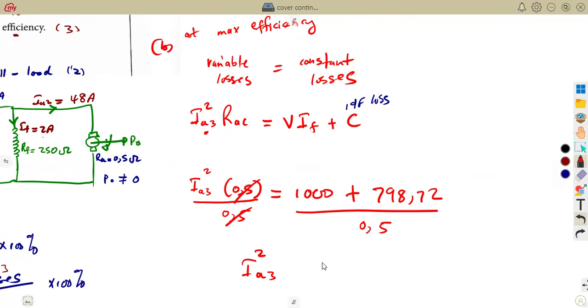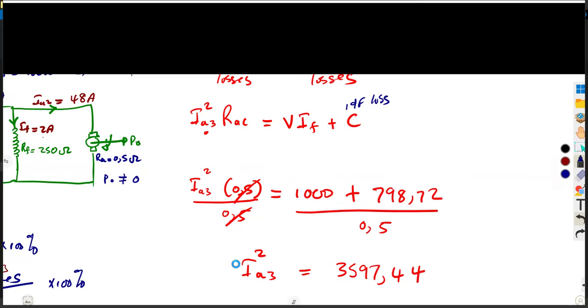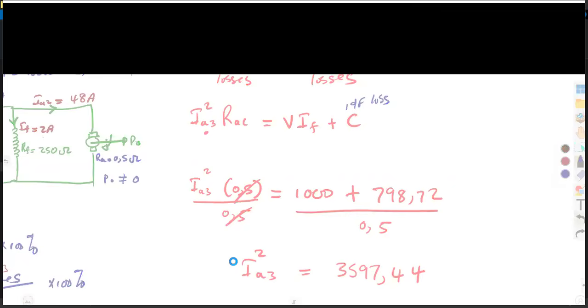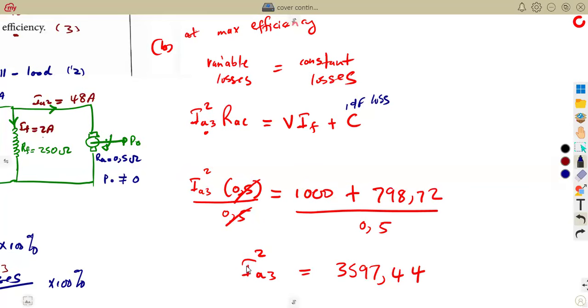So it was going to give us 3,597.44 like this. Then determining I3, I mean the armature current 3, you need the square root because of the square, right? So we are going to introduce the square root.